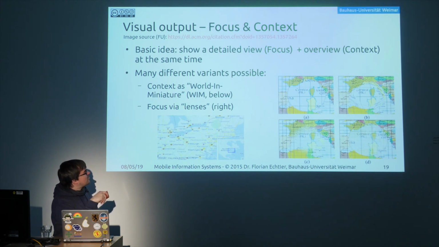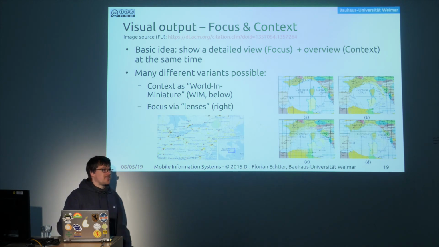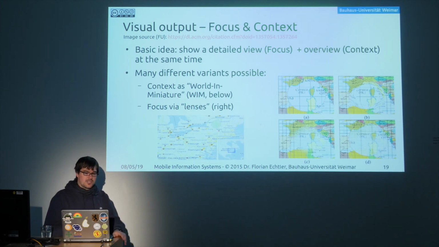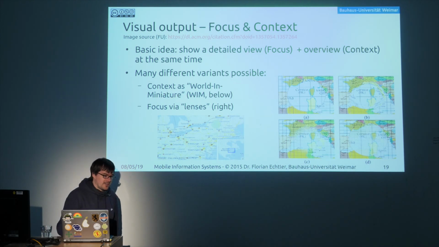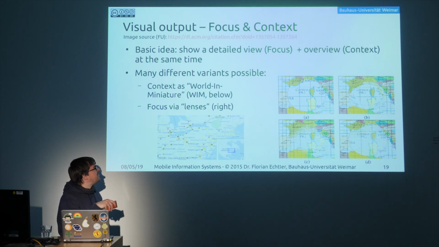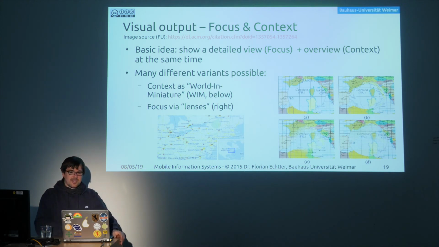And another approach is to use so-called lenses, so that you can really imagine like a lens through which you're looking at a larger map. And here's different variants of these lenses that give you a close-up view of a smaller area of the map, and the context, the overview is just the surrounding area.